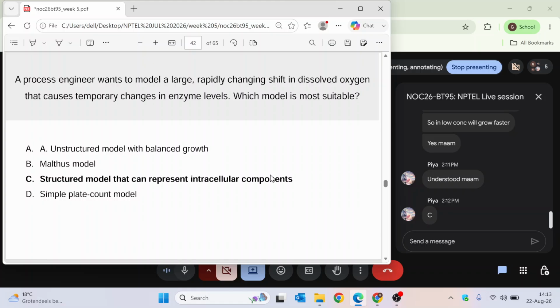And Malthus model is about population size, and it, on the other hand, assumes exponential growth. That also you cannot use. So the statement itself is nothing but the structured model. It tells that it can represent intracellular components. Your enzyme is one of the intracellular components. So it works. And simple plate count model, no, I mean both Malthus and plate count will tell about the population, but no insights on the intracellular level components.